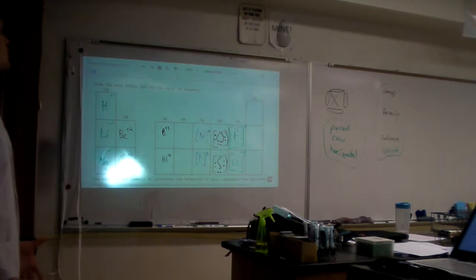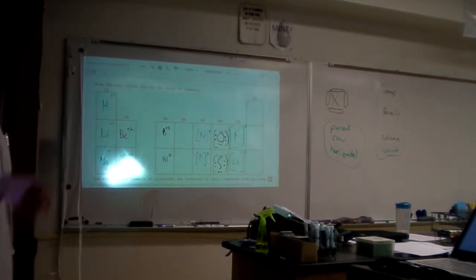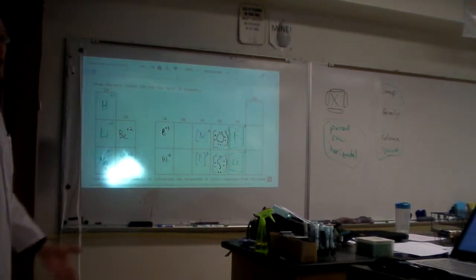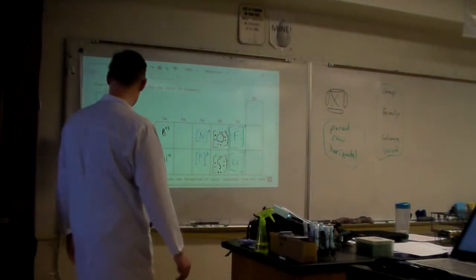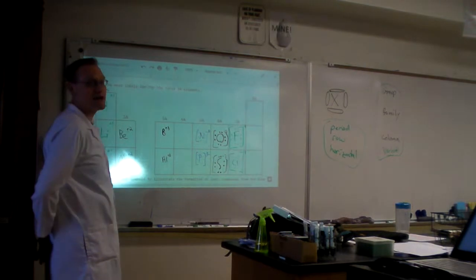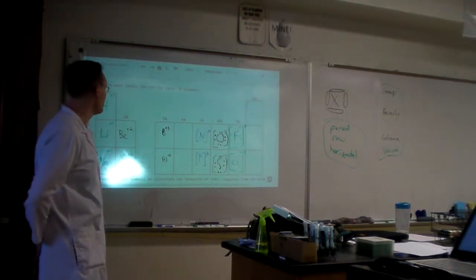Why did I not have you draw ions for column 8? These are technically neutral, or natural. They're generally not going to form ions because they're not going to gain or lose electrons in order to fill an outer energy level or to empty an outer energy level.